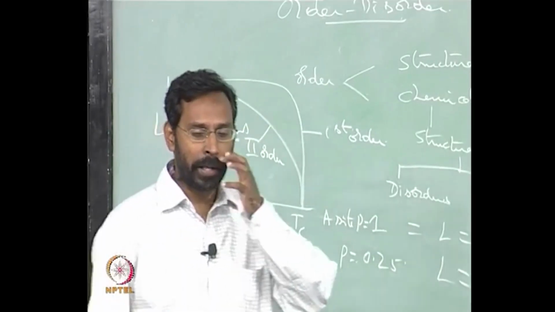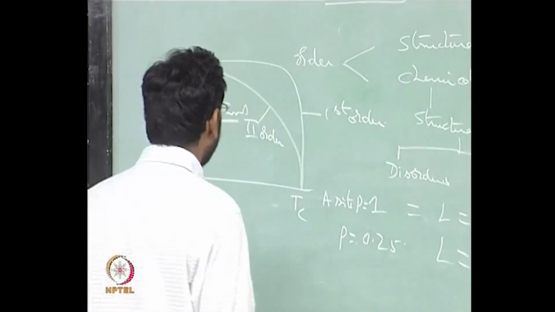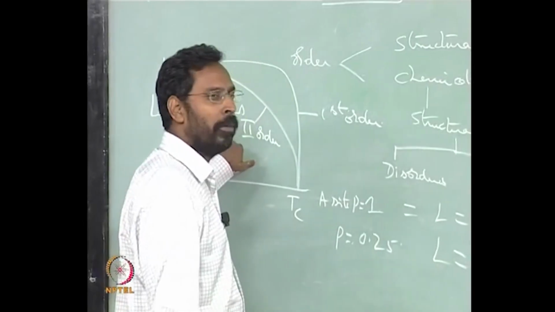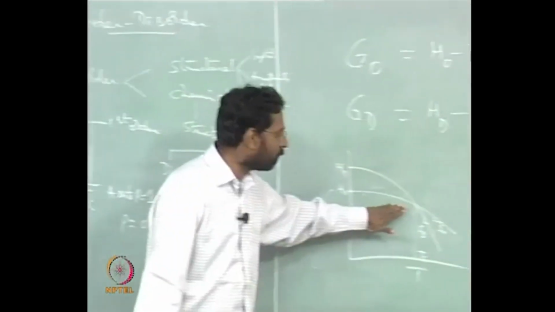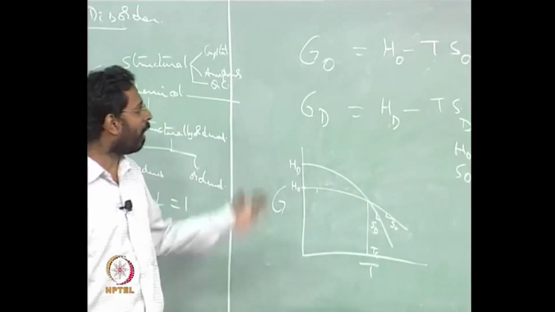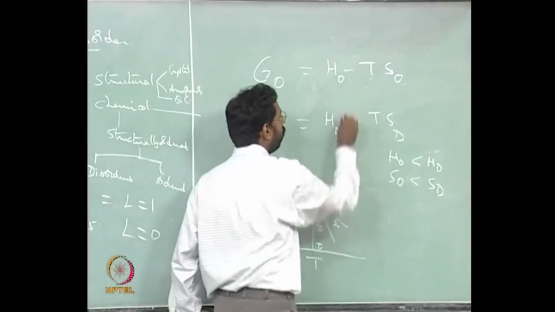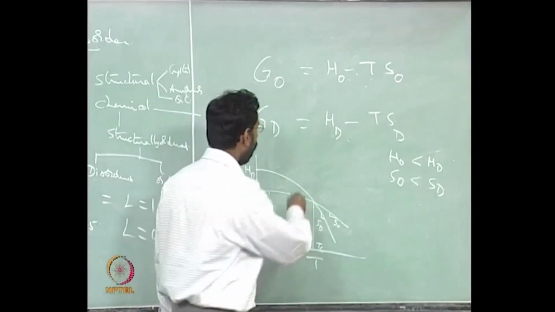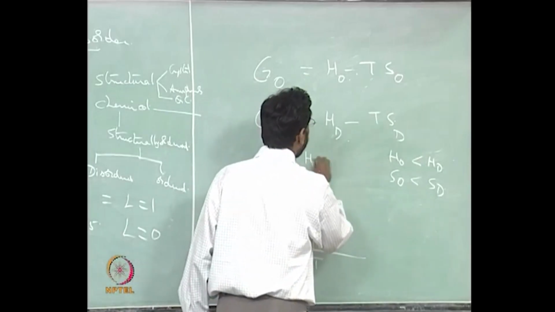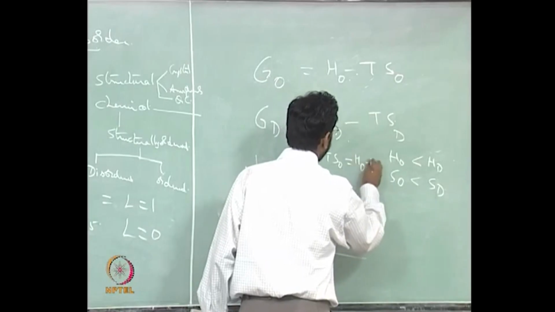It is more of a mechanism of order disorder, let us not bother too much about it, but as far as the thermodynamics is concerned we can talk about this. And obviously once I know this, at the transformation temperature I can equate these two, am I right? So, once I equate it, H naught minus T into S naught is equal to Hd minus T into Sd.